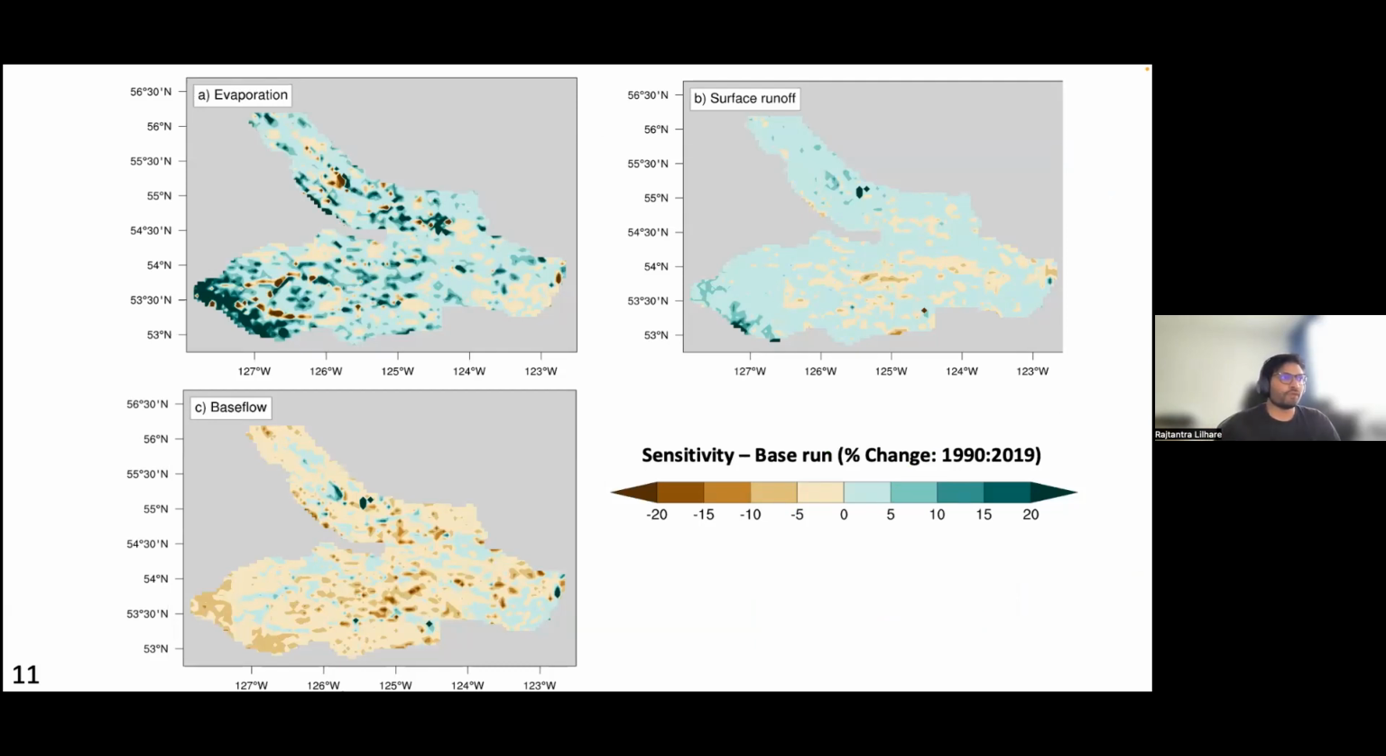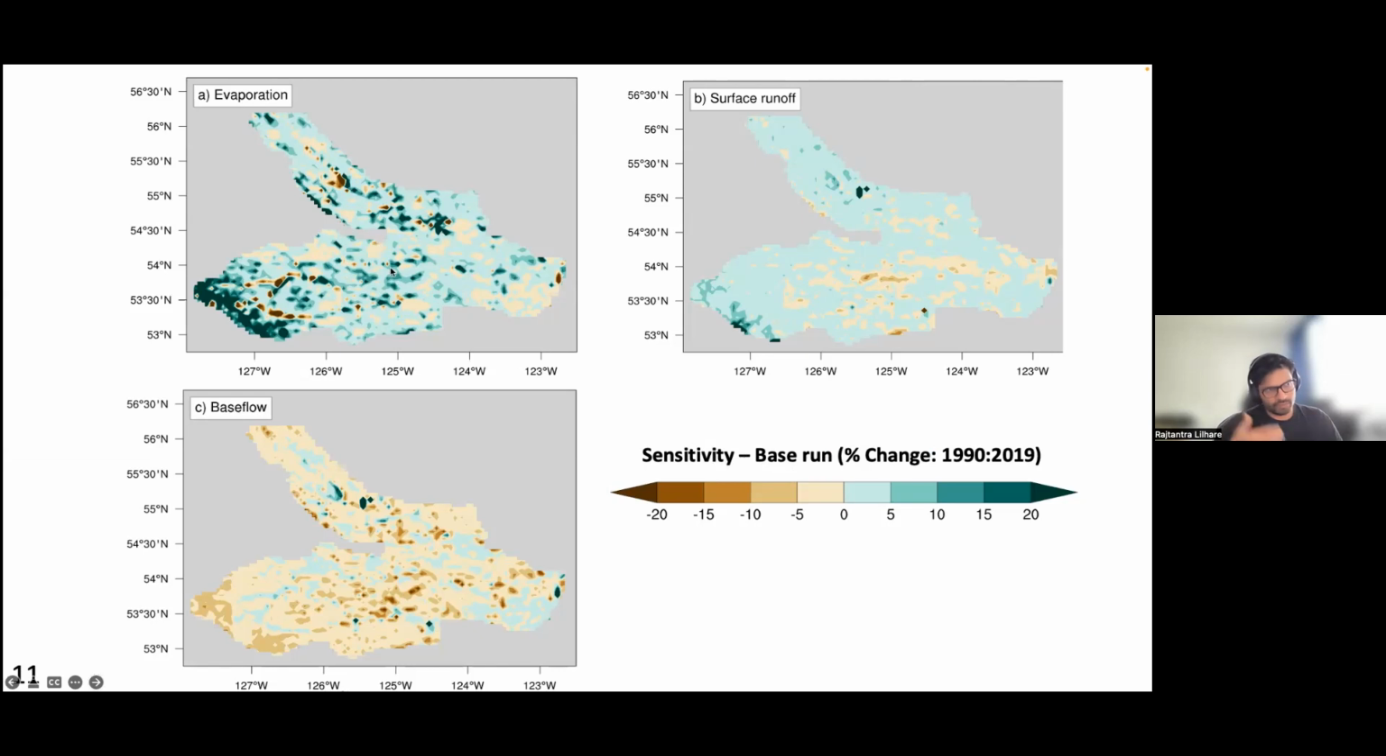This is the difference of the sensitivity run minus the base run, in percentage change. You can see that in evaporation we get mostly increased evaporation across the basin, because there is no forest, only grassland.